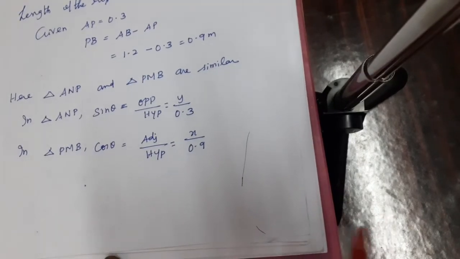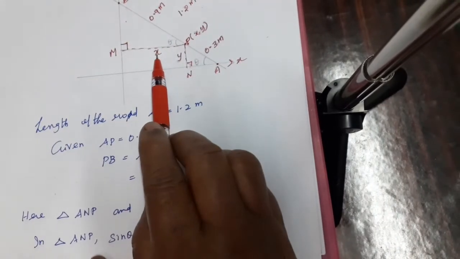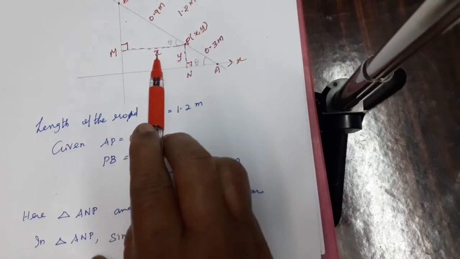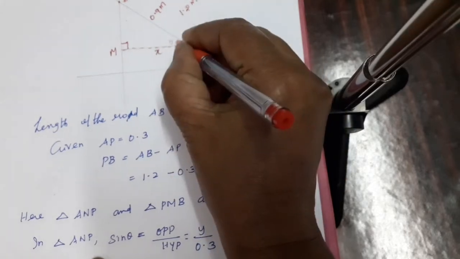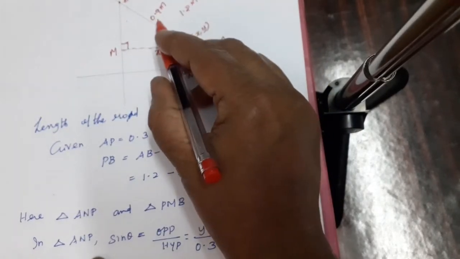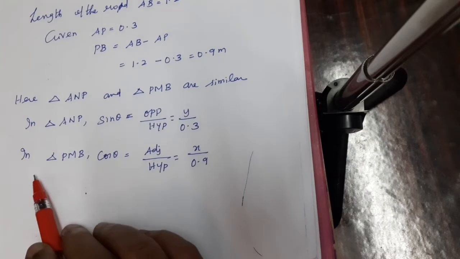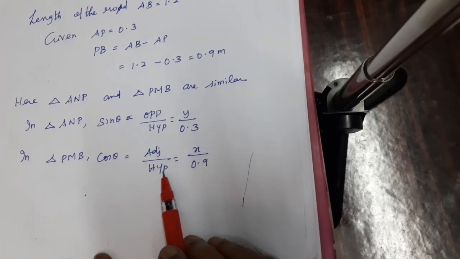Next is the bigger triangle PMB. We need x, so cos theta, adjacent side. There are two measurements: one is an unknown value, one is a given value. In angle theta, this is the adjacent side and this is the hypotenuse. In the bigger triangle PMB, cos theta equals adjacent side by hypotenuse.